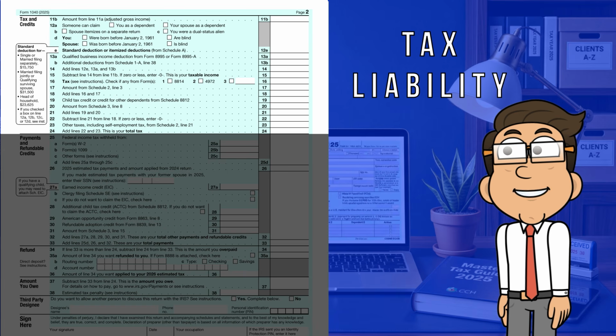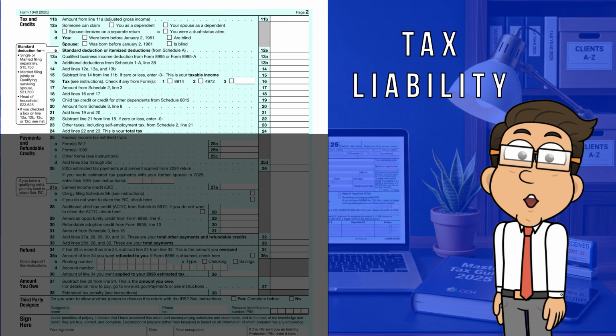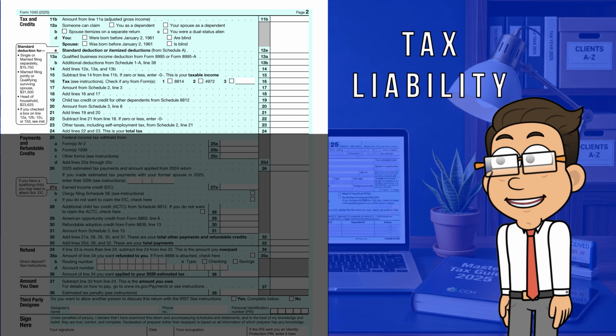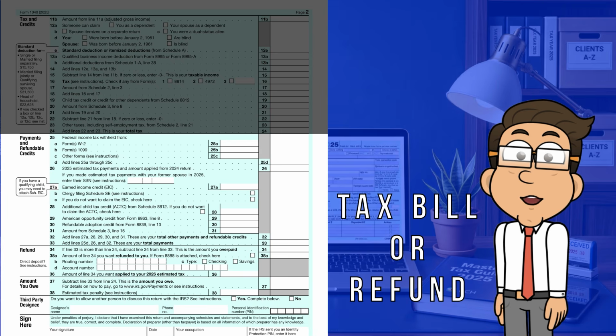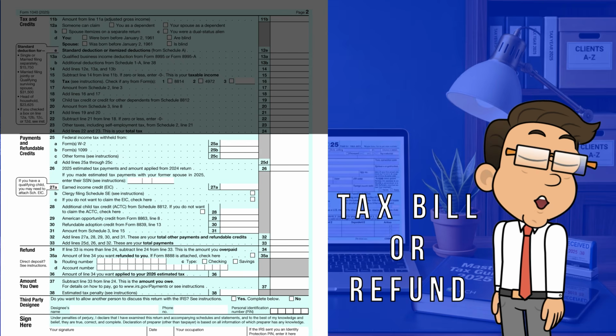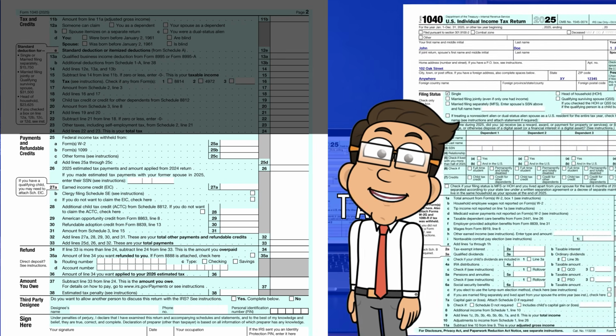Flipping to page 2, this is where Form 1040 brings together your tax, credits, payments, and whether you get a refund or owe additional taxes. You'll subtract any tax credits you qualify for and factor in the taxes you've already paid throughout the year. Think of it as balancing what you owe with what you've already contributed.